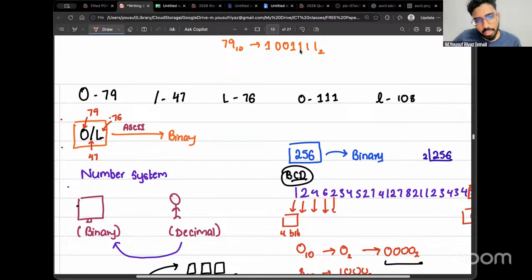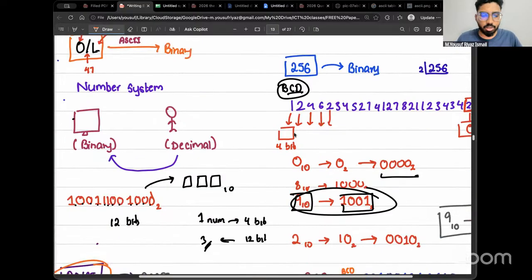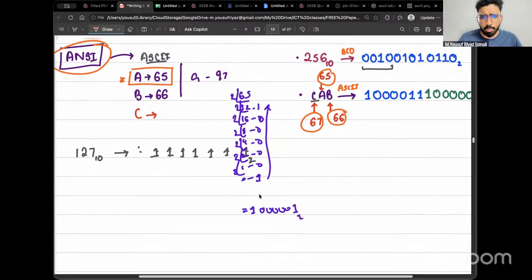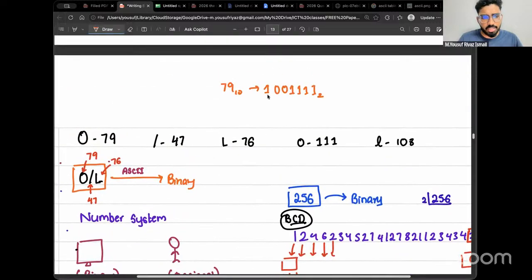Again, I did mental calculation, but you're supposed to do this long division. There's a short form actually, but for now you just do this long division. You even learned this division method in grade 9 maths, no? Convert to binary, and you get 79 as this.